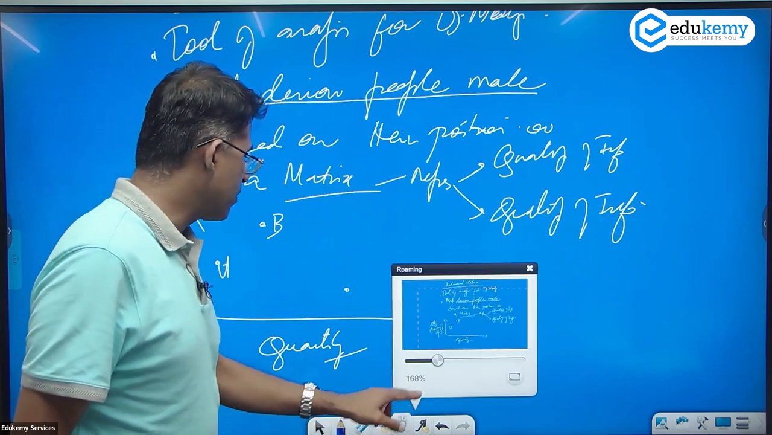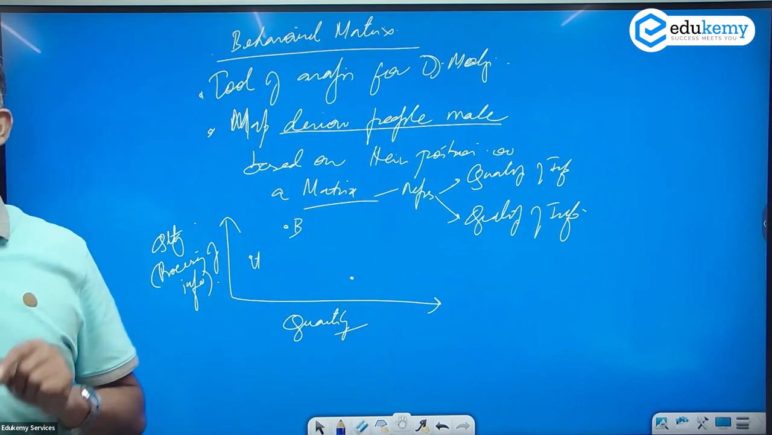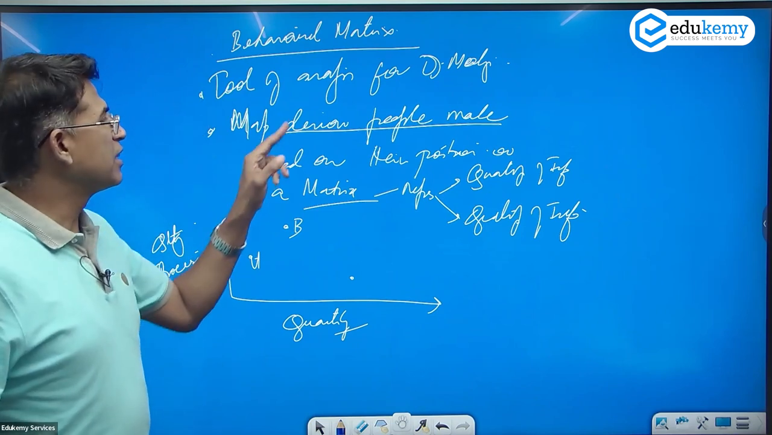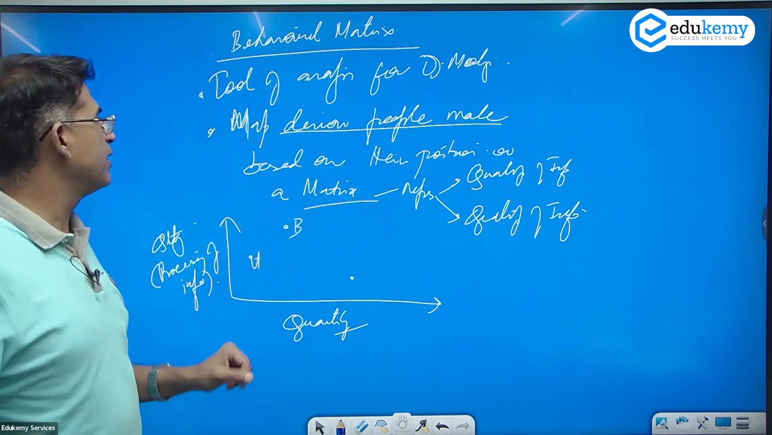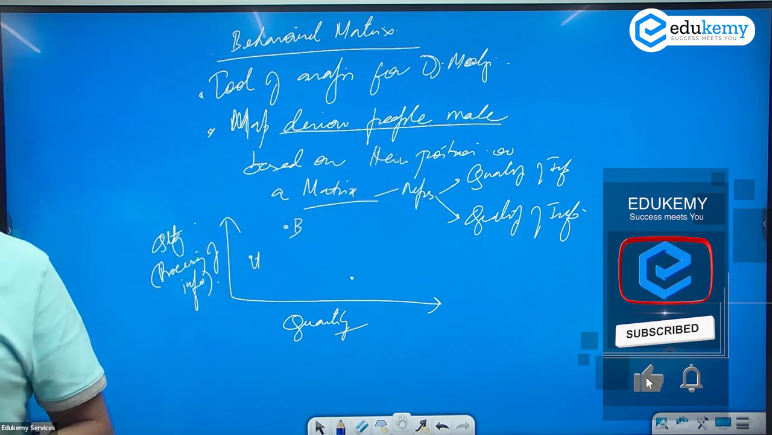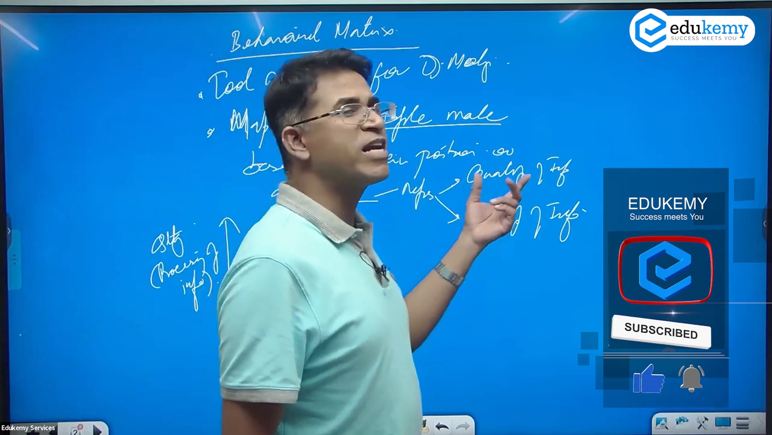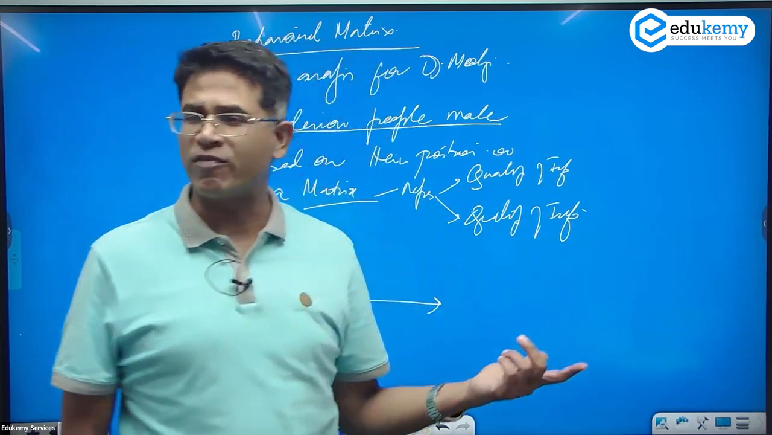I said the behavioral matrix is a tool of analysis for decision making. It maps the decisions people make based on their position on the matrix. And what is a matrix? A matrix is a map of two variables, quantitative information and qualitative information.